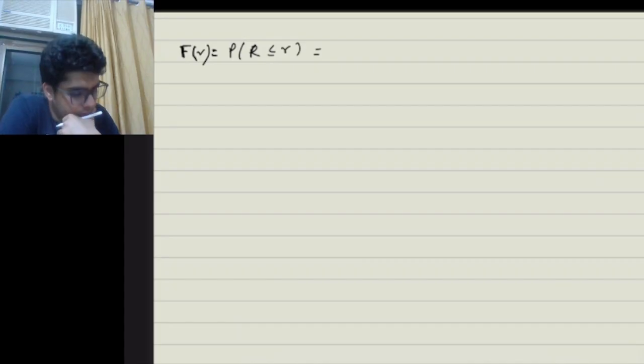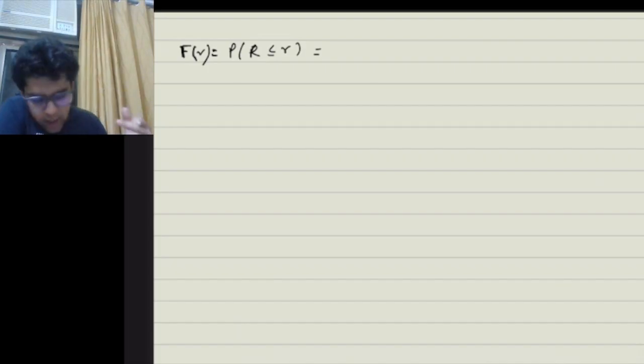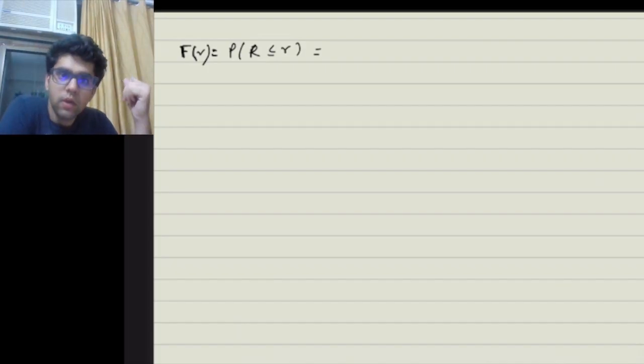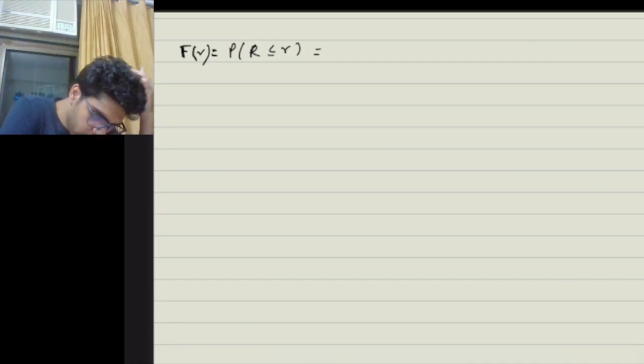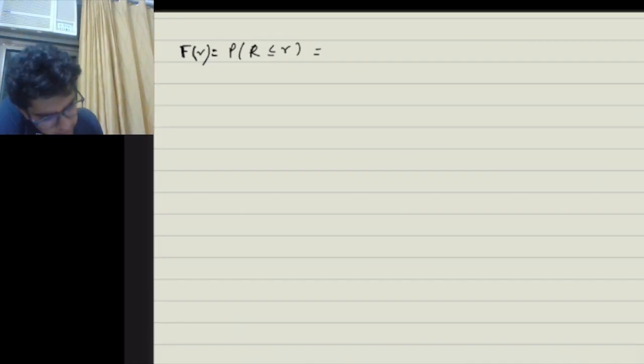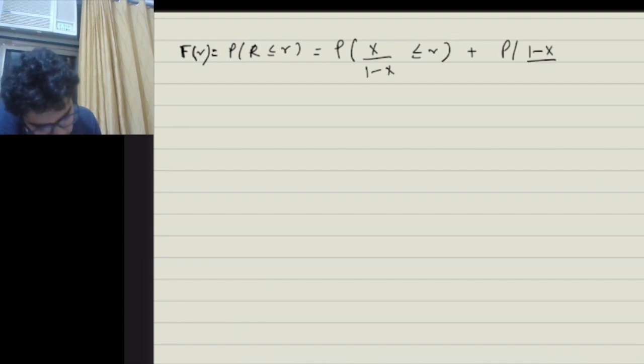How do we find the distribution function in the case of a transformation of a random variable? I've already explained these kinds of questions in my previous videos. Essentially, we need to find the probability of R less than or equal to r. This means we need to find the probability of x upon 1 minus x less than or equal to r, plus the probability of 1 minus x upon x less than or equal to r, because two cases are given to us.